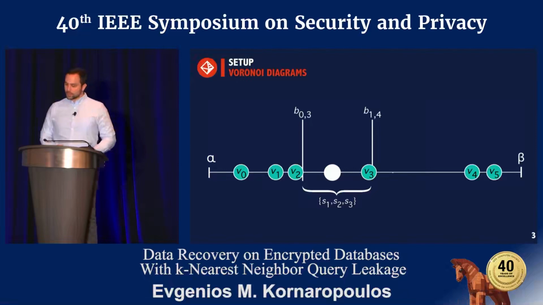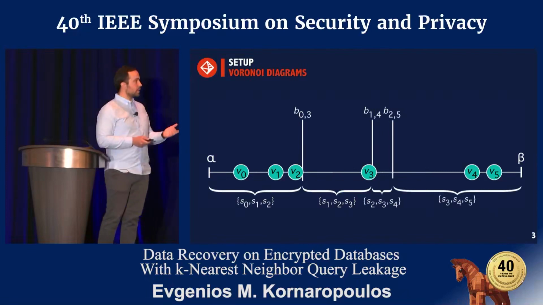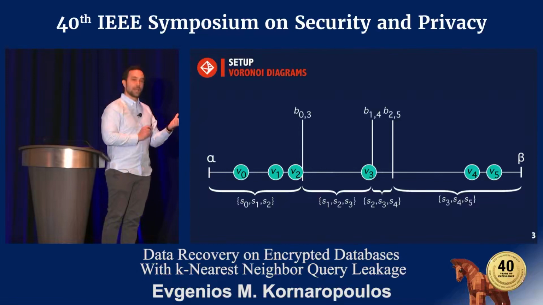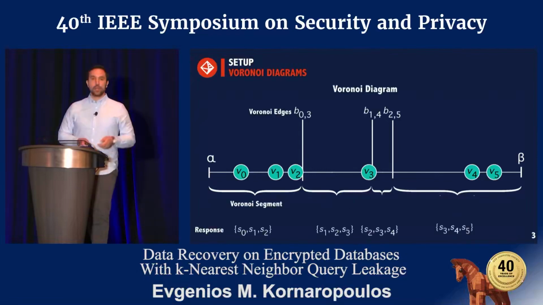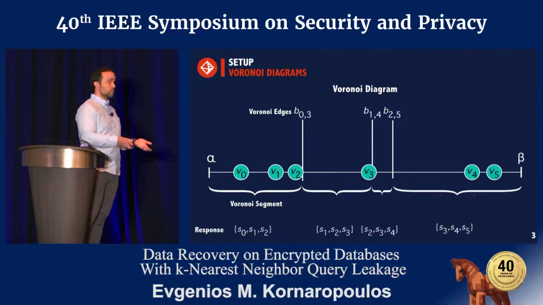And if you generalize this idea, you get a partition of the space, which means that each segment corresponds to queries that have exactly the same response. These segments are called Voronoi segments. The vertical lines are called Voronoi edges, and this overall construction is called a Voronoi diagram.